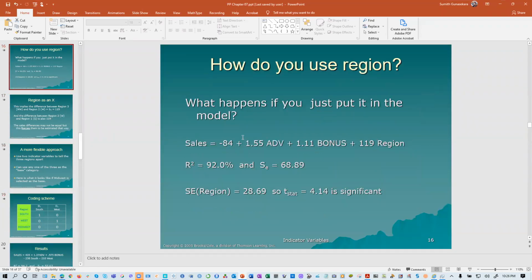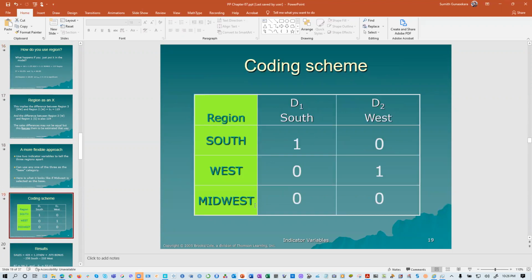That means for the south, one region you have to definitely keep as the base. As I mentioned in the beginning, in the three-option category variable, can you remember smoking status? Never smoke people were kept as the base, and the other two were being coded. The same way here, you're going to keep the Midwest as the 0, 0. For the other two, how are you going to code? If you take two variables, D1 represents if it's south, it should be 1, and the other two rest should be 0.